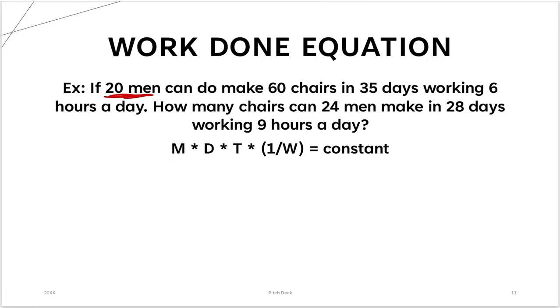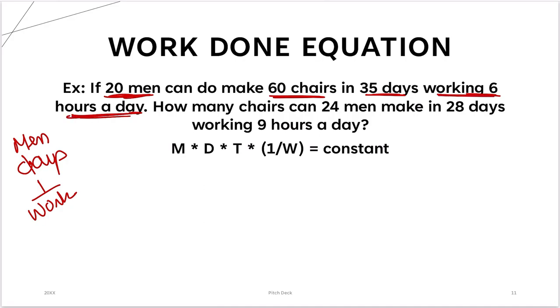20 men can make 60 chairs in 35 days working 6 hours a day. Now again I told you men will be in the numerator, days will be in the numerator, and 1 by work, meaning the amount of work or more number of chairs, will come in the denominator. Now working 6 hours a day will again come in the numerator. So let's call it shift. Longer the shift, more work he can do. Shorter the shift, less work he can do.